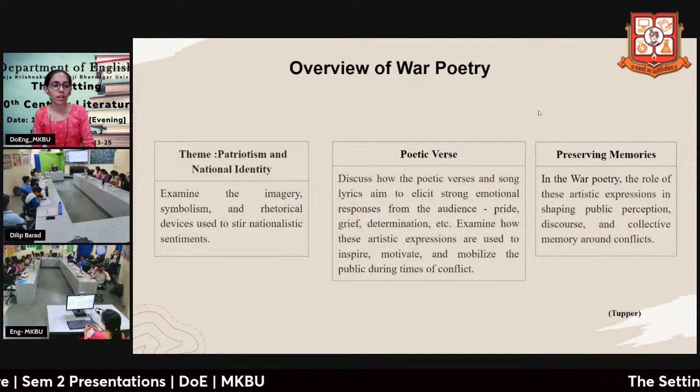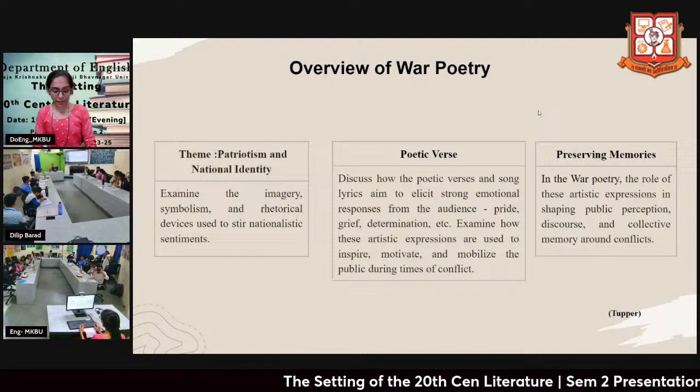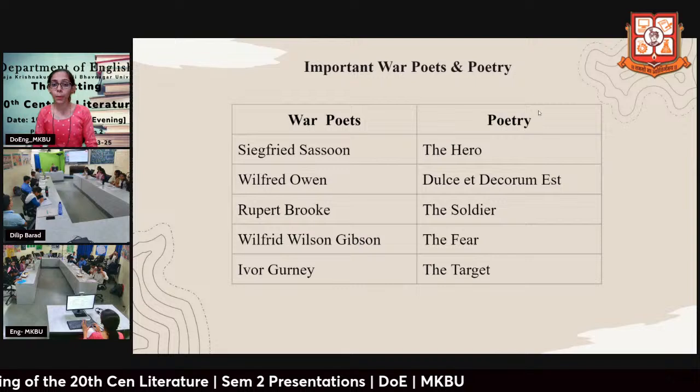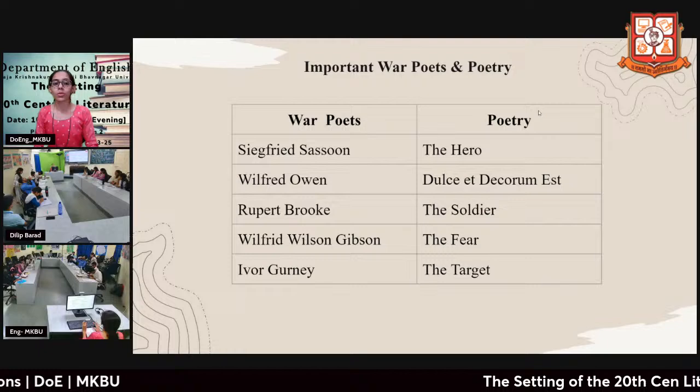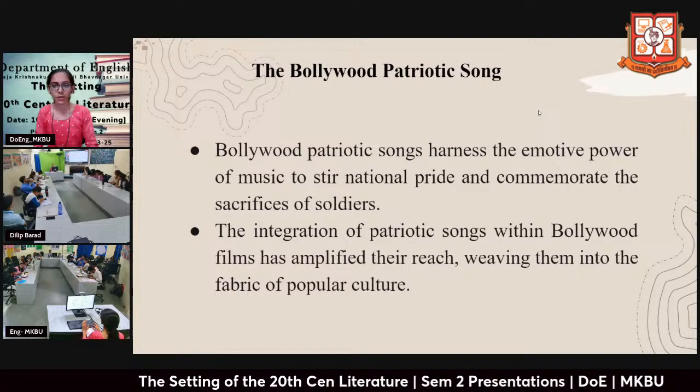This information I have taken from James Cooper. This is an important war poet in poetry, and these five poets are studied in our syllabus in their poetry.